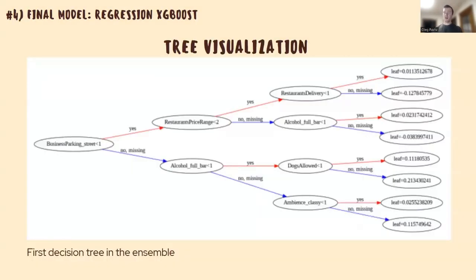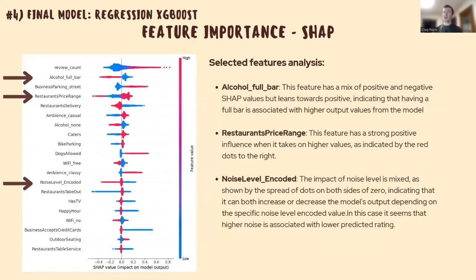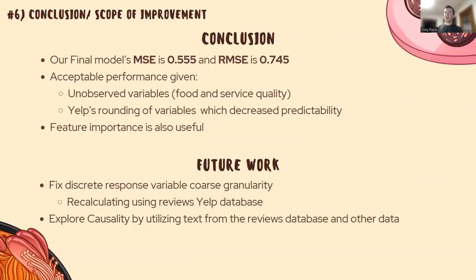predictors. Here we can look under the hood, observing one of the decision trees in that sample, starting from the business parking decision at the root, going down through the leaves, and we can see the values of how much this particular tree affected the model. And using SHAP, we observe how different features impacted the model overall. We can see that the alcohol bar actually increases the ratings. As the restaurants get more expensive, the ratings also slightly increase, and as the noise level increases, the ratings actually decrease.